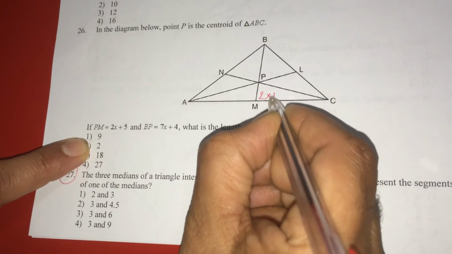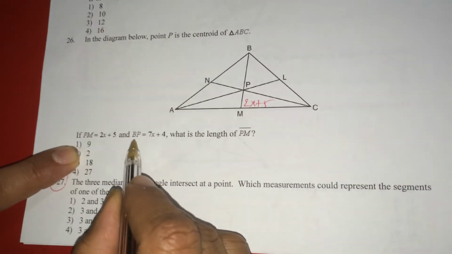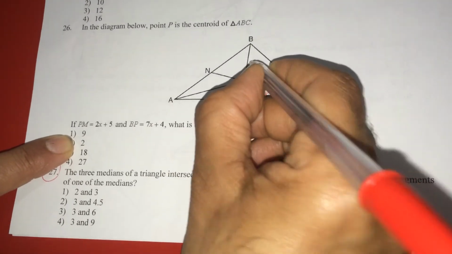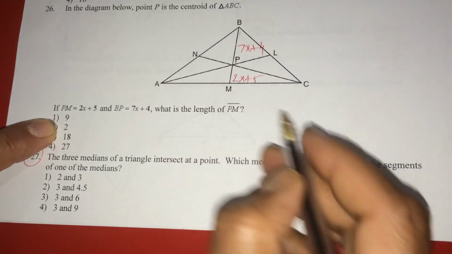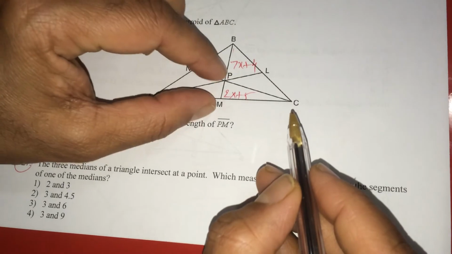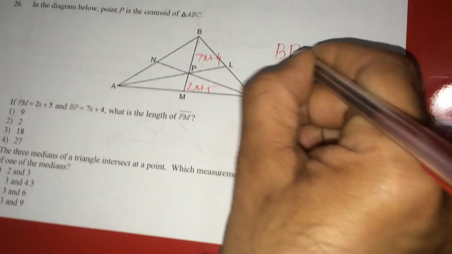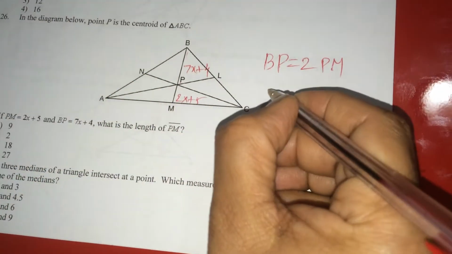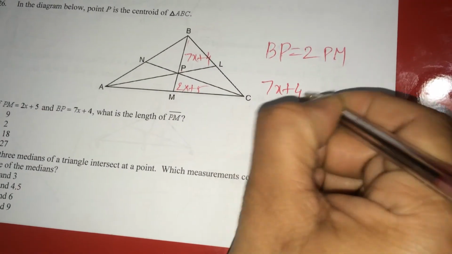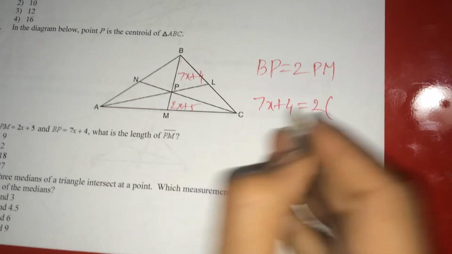Let me show you one more problem. Here PM is 2x plus 5, whereas BP is 7x plus 4, this part. And what is the length of PM, he is saying? So this part will be double this one. Therefore BP is twice PM. But BP is given as 7x plus 4, whereas PM is 2x plus 5.